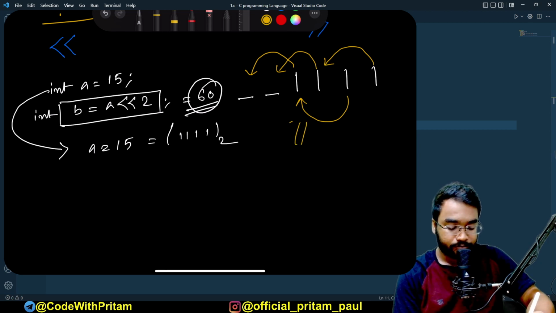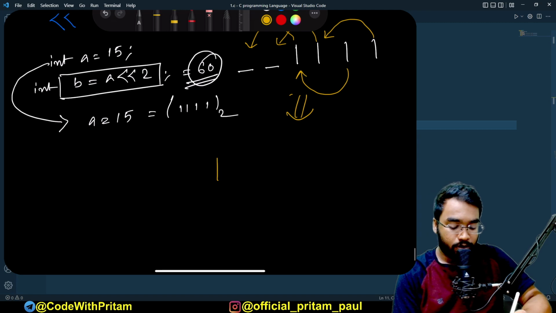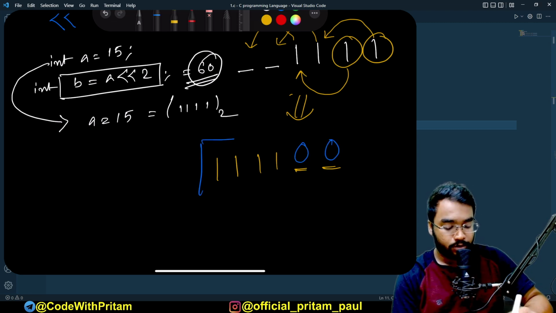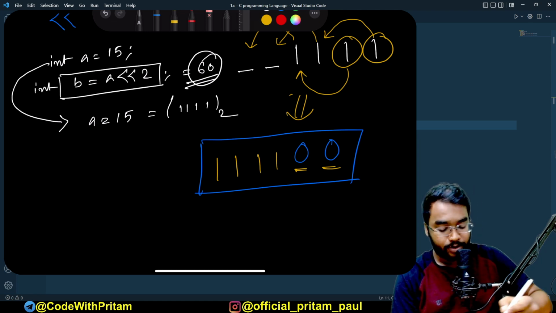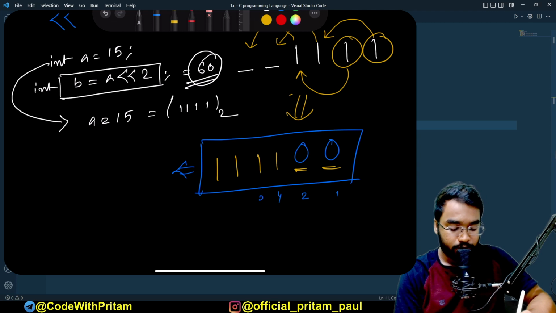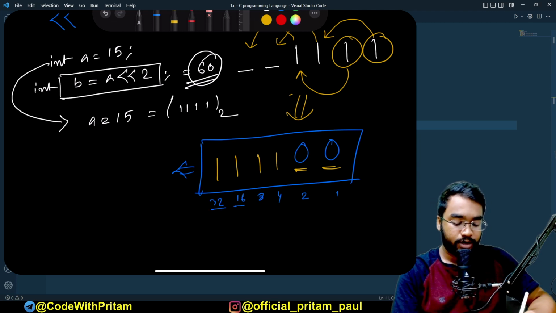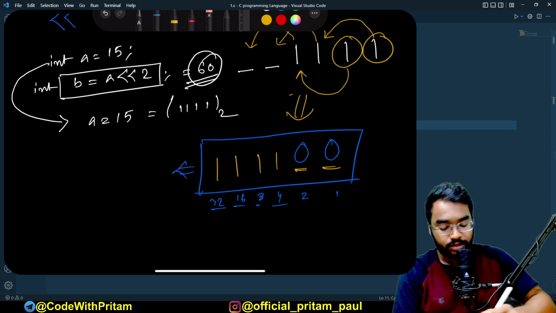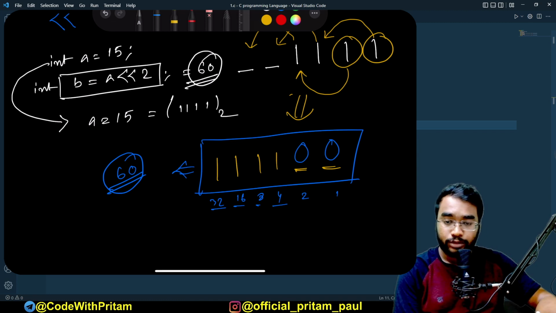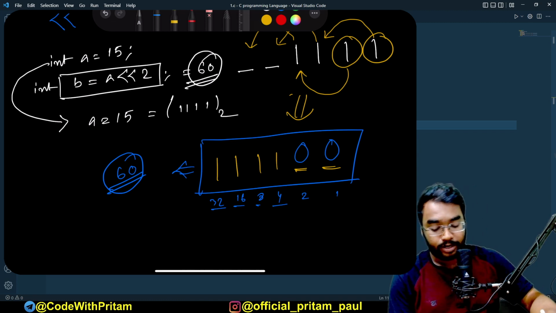After that, what will happen, that 1111, and these two places, this place and this place, these two would be empty. We have to put zeros here, so this would be the result. Okay, which means if I say 1 2 4 8 16 32, 32 plus 16 is 48, 48 plus 4 is 52, then 60. So 60 would be the answer. So how this is working and what is the shortcut, we need to understand that.